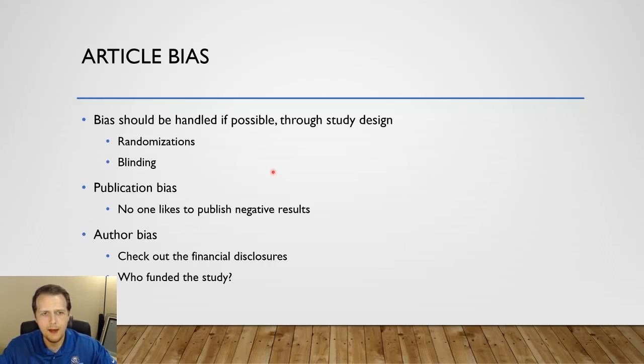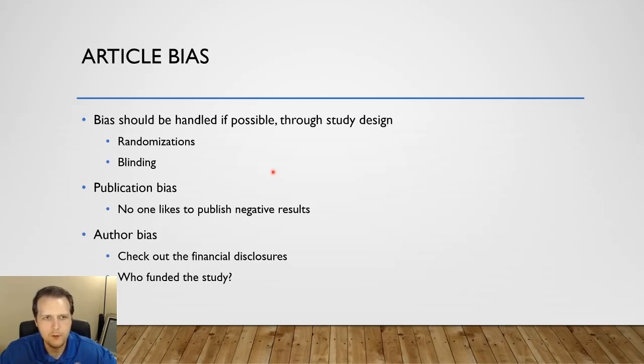Now, one last thing to talk about here is article bias. There are different forms of bias. Looking at things like randomization and blinding should take out things like measurement bias and allocation bias, which we talked about in previous classes. This should be handled if possible through study design itself, and that's part of the internal validity I mentioned just a slide ago.